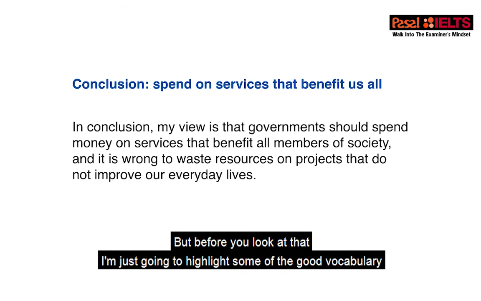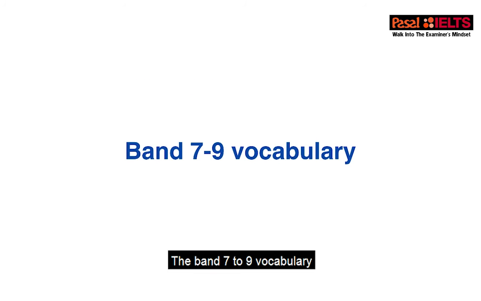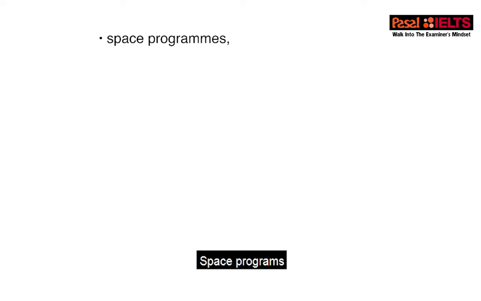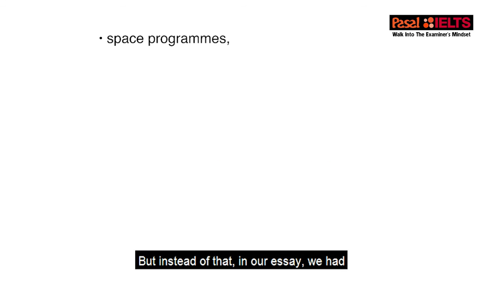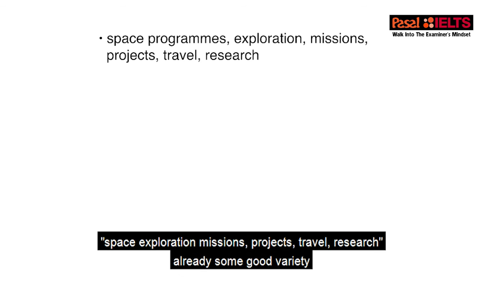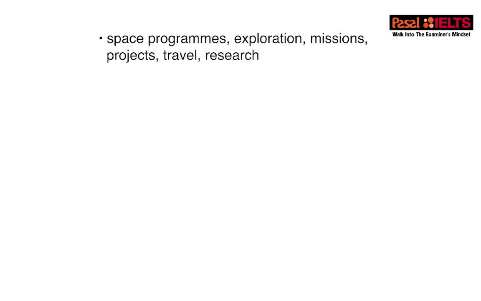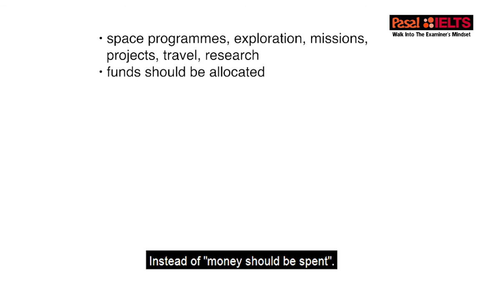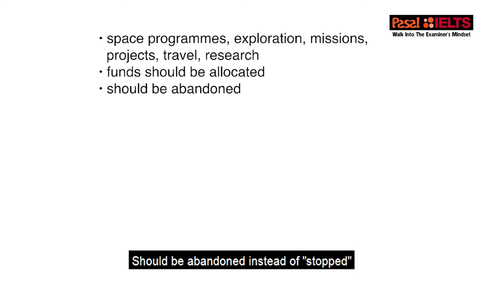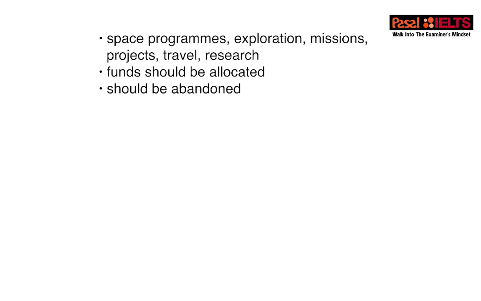of the good vocabulary in this lesson, the band 7 to 9 vocabulary that makes this essay a really good one. Space programs came from the question, but instead of that, in our essay we had space exploration, missions, projects, travel, research, already some good variety. And then other vocabulary that was used: funds should be allocated, that was a nice phrase, instead of money should be spent. Should be abandoned instead of stopped.